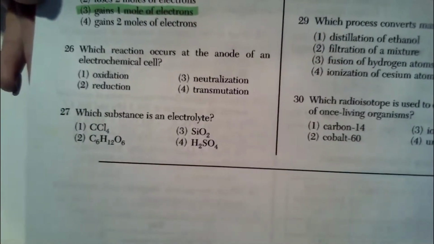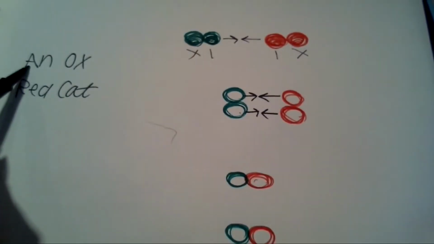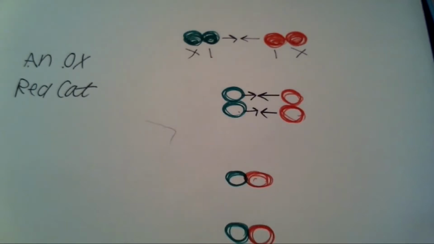26, which reaction occurs at the anode of an electrochemical cell? This is an "ox" and "red cat": at the anode, oxidation happens. At the cathode, reduction happens. It's a vocab trick, sort of. So at the anode, we are experiencing oxidation. Choice 1.